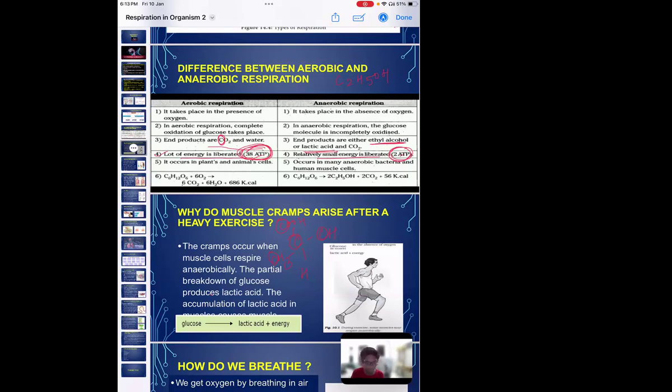And what is ATP? It is actually an energy currency. Just as we have 20 rupee notes and 10 rupee notes, in the same way we have ATP in the form of an energy currency.